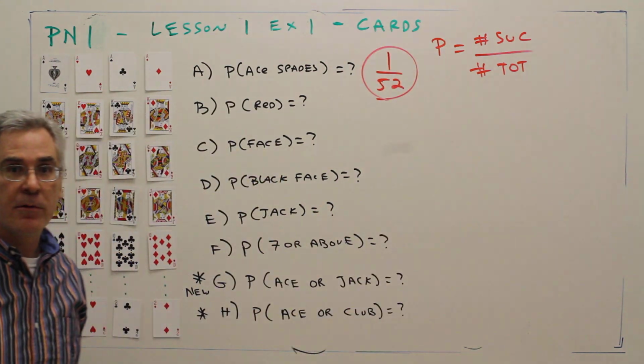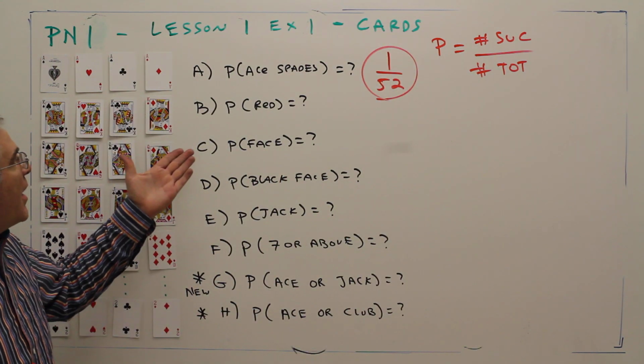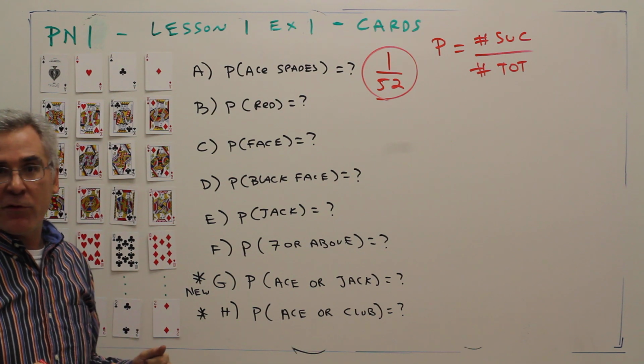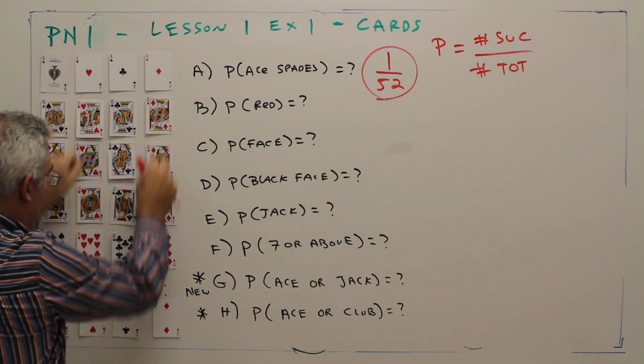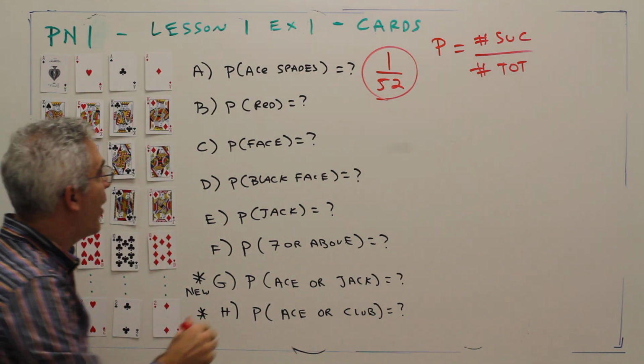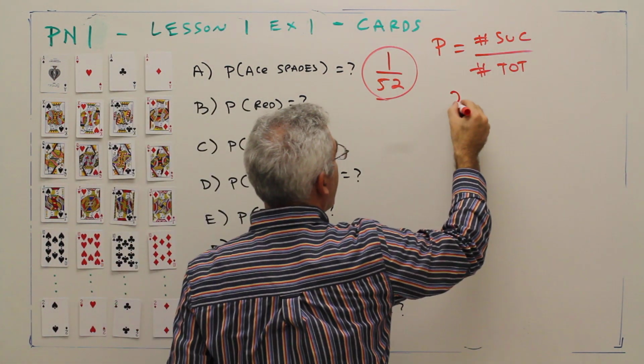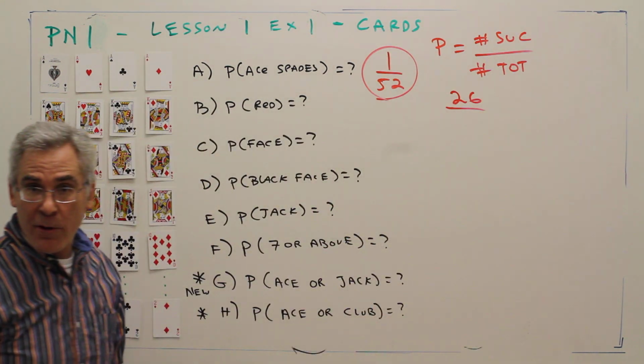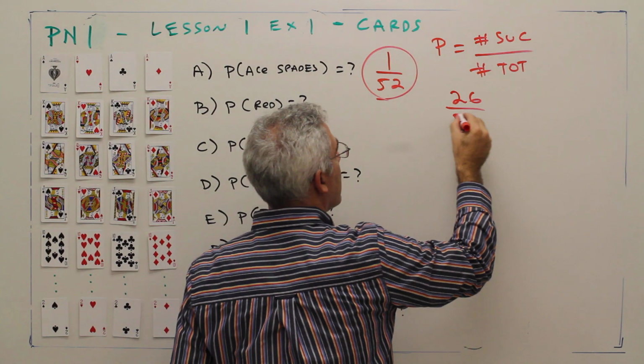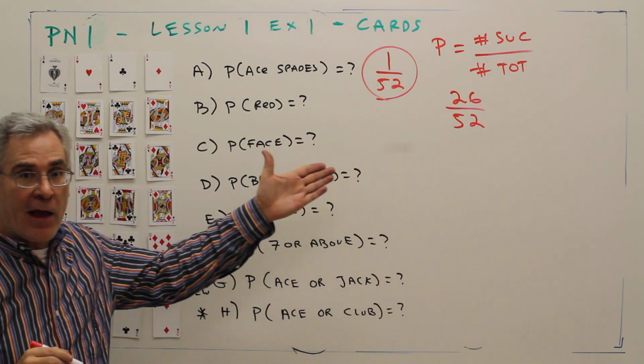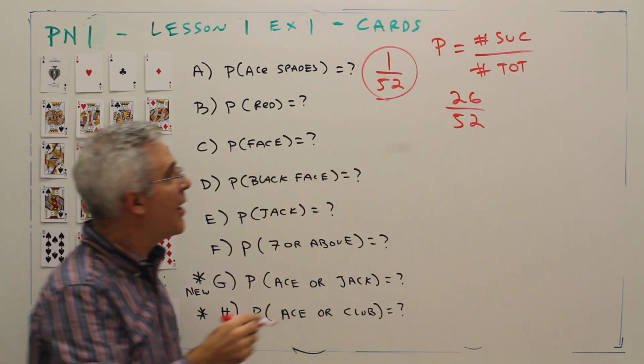And that's the answer. Part B, what's the probability of selecting a red card? There's 26 red cards, out of a total of 52. I'd like you to start with that and then reduce later, equals 1/2.